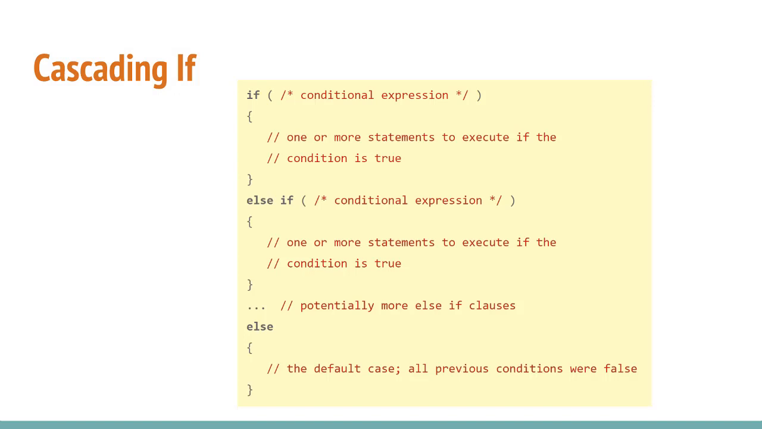Another form of conditional selection in both C++ and Java is the cascading if statement. Some people will call this the if-else-if statement. And you can see the template here for it. It's probably something similar to what you've seen, or identical really, to what you'd seen in a prior course. You have any number of else-if clauses following an if clause, and the else clause at the very end is again optional. The purpose of a cascading if is to allow you to test multiple conditions in series.